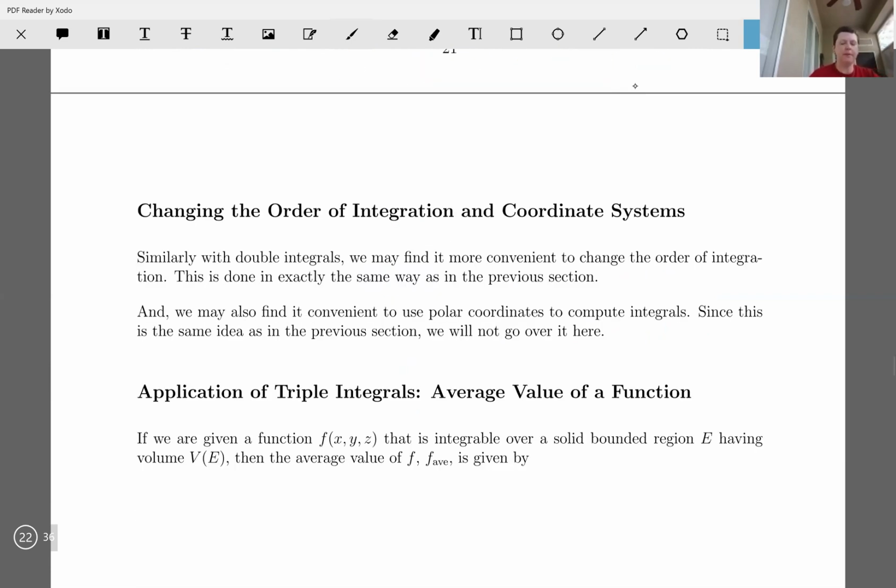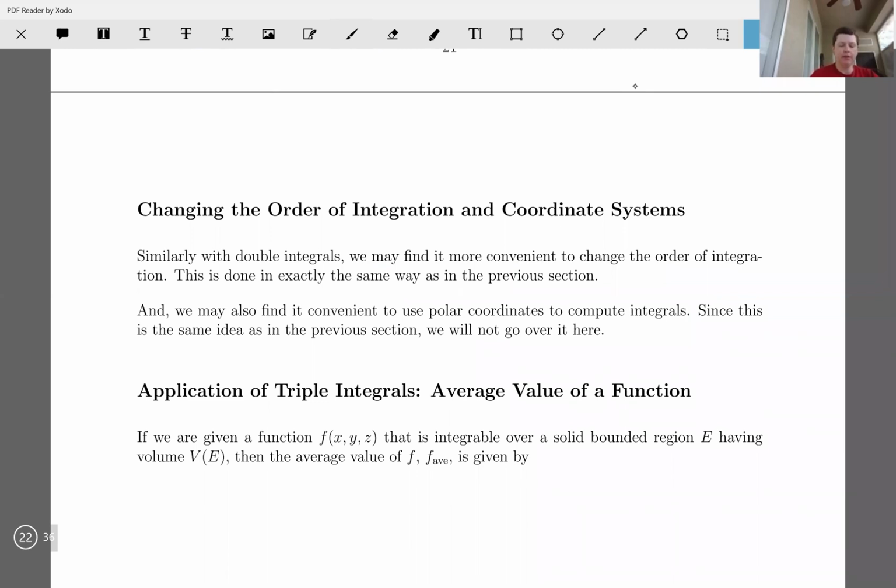Now, of course, as I mentioned, I didn't have to do my integral that way. We could change the order of integration, and sometimes that's more convenient. And that follows in exactly the same way as it did for integrals in 2 dimensions. Also, sometimes we might find it convenient to use polar coordinates to compute integrals. And again, pretty much the same as for integrals in 2 dimensions. Now, your book has some examples also, so please look at the book for some of these. Examples are really nice to look at.